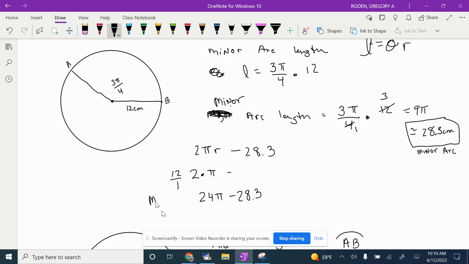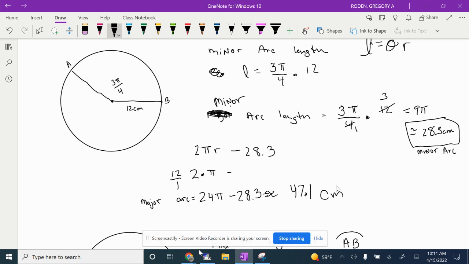So this is going to be the major arc. Sorry for the handwriting here. That just looks terrible. I just need to change that. That's the major arc, right? And what is 24 pi minus 28.3, guys? What is it? Okay, this is going to be approximately 47.1 centimeters.